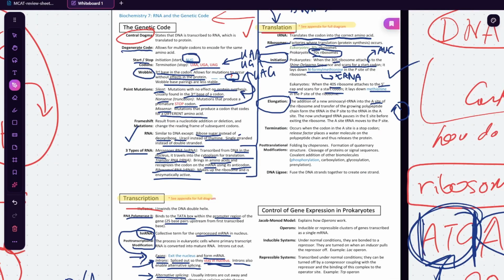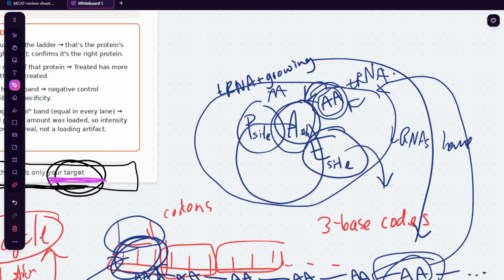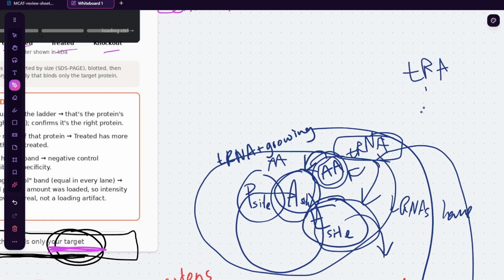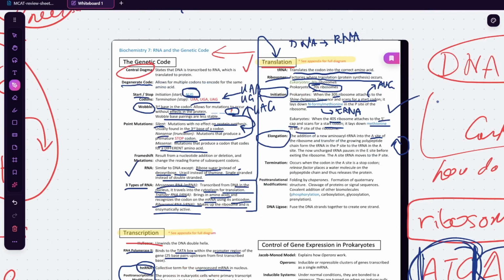And then you have translocation, where the ribosome shifts one codon forward. The empty tRNA in the P site moves to the E site. There's an empty tRNA that just gave away its amino acid, right? So it moves to the exit site, and there it leaves, literally. The tRNA with the growing chain in the A site moves to the P site. So it's just a big shifting. Now the A site is empty and ready for the next tRNA. And tRNA keeps coming in with its amino acid until this protein is finally built. It repeats the steps, peptide bond formation, translocation, over and over again.